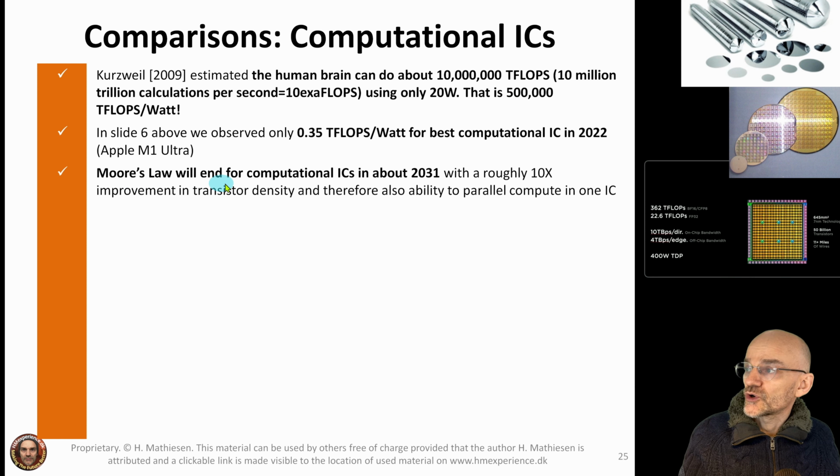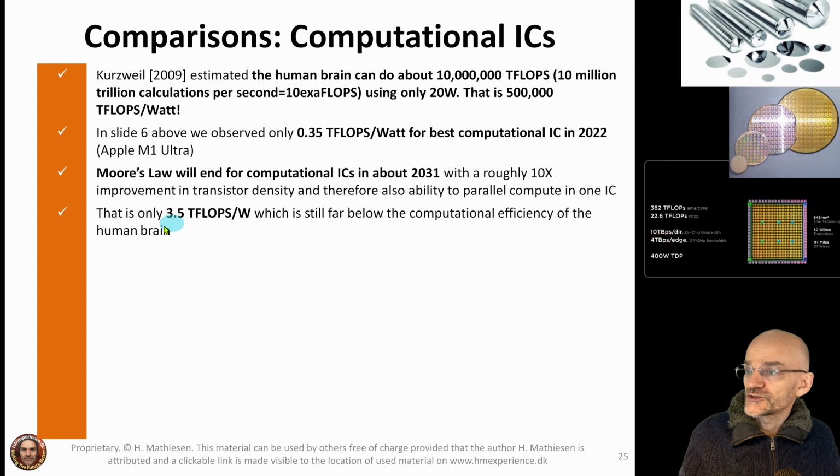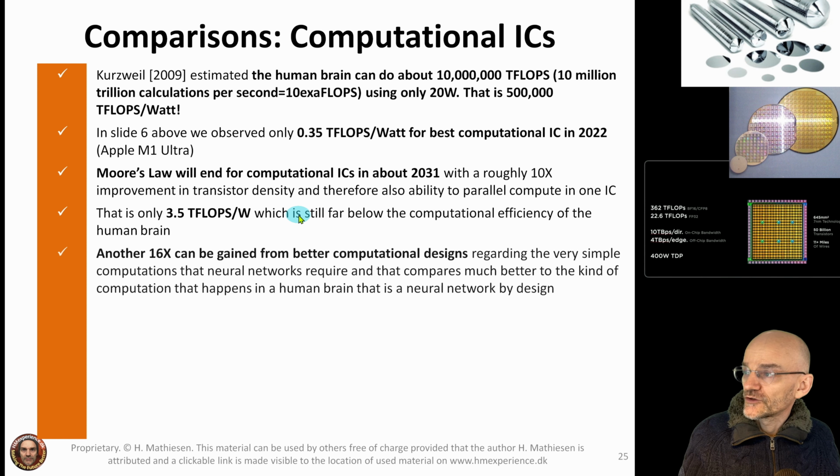And also, Moore's law will end for computational ICs in about 2031, with roughly 10x improvement in transistor density, and therefore also the ability to compute in parallel. So you can have 10 times more speed. But that will still leave us with only 3.5 teraflops per watt, which is again far below the abilities of a human brain.